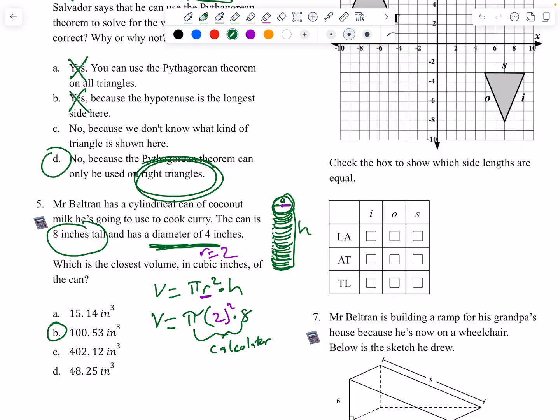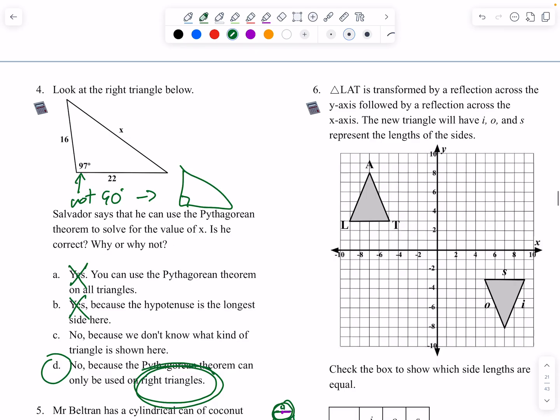All right, and I already looked at this. A lot of it has to do with your circle. So you have to know the volume of a cylinder, a cone, a sphere. And all of those have to do with circles. Okay. All right, moving on.